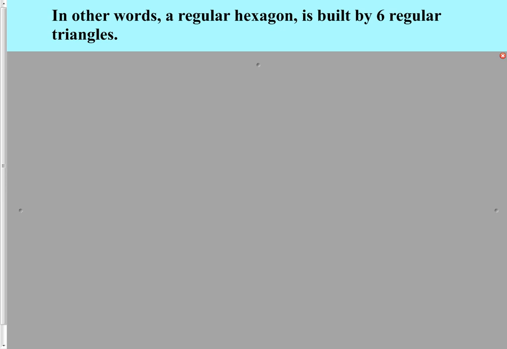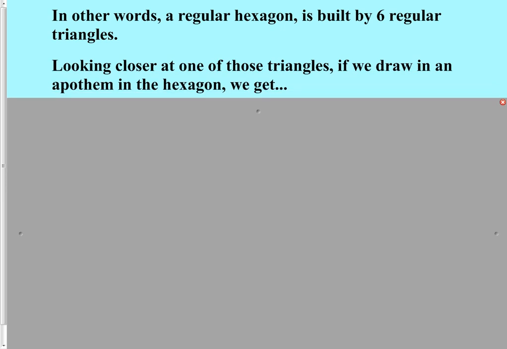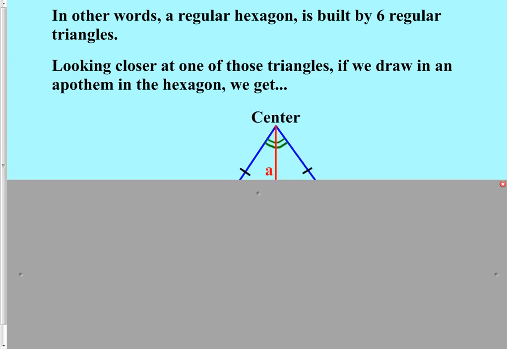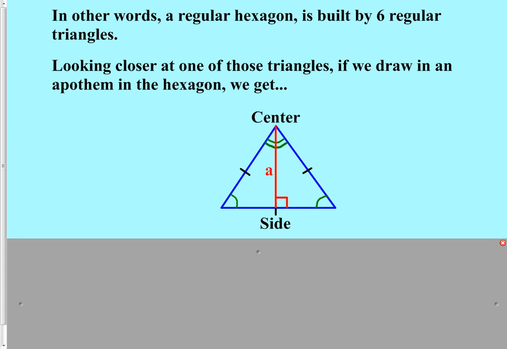And now what we're going to do is take an even closer look at one of these six triangles. It does not matter which one of the six triangles we take a look at, because we have discovered that all six triangles are identical. Okay, but we're going to take one of those triangles and pencil in the apothem.